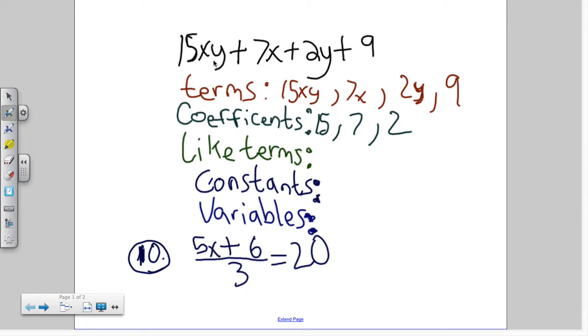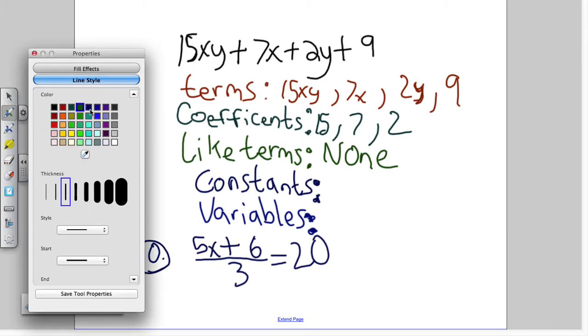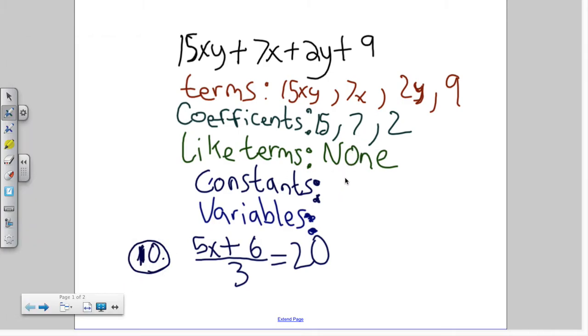So if we look, 15xy, is there another number with xy? No. 7x, is there another term that has an x with it? No. And same for 2y and 9. So in this expression, there are no like terms. Now constants. Constants are those poor lonely numbers that are by themselves. So in this expression, do we have a constant? Yes, we have just one constant, and that is the number 9.